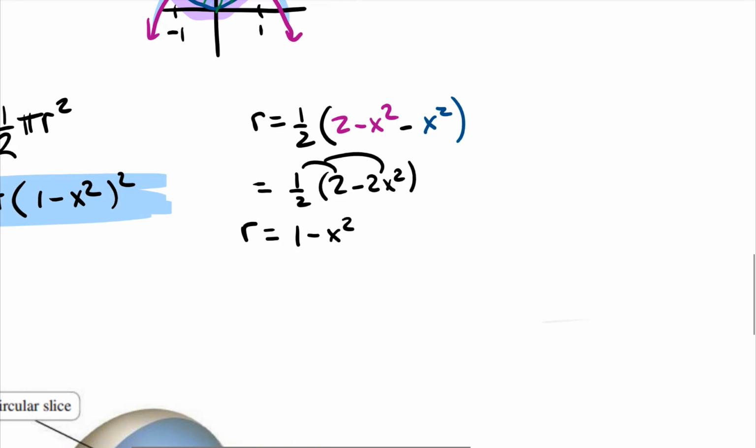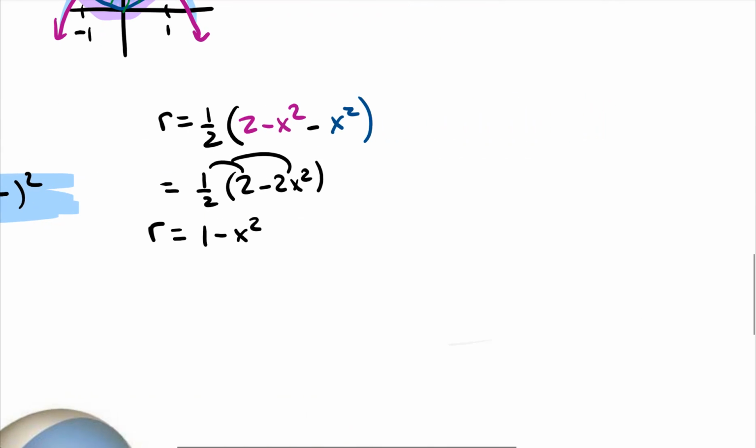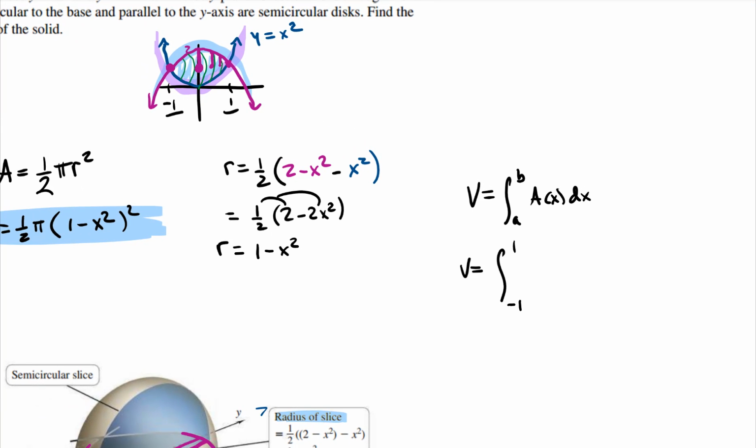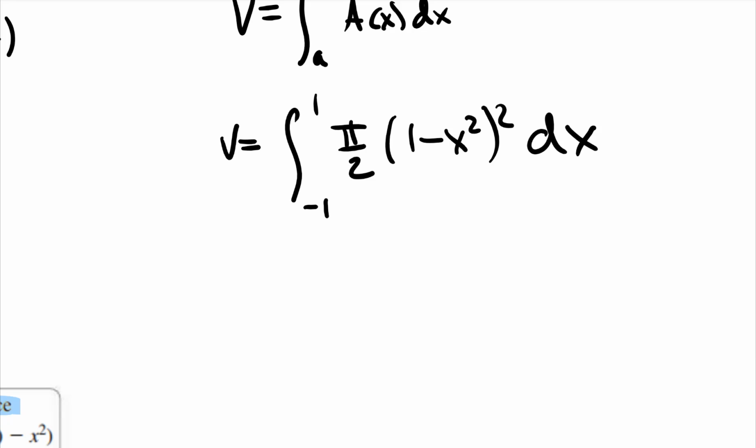Well, now that we've done this, let's go get our volume. So our volume is from a to b of our area function dx. Remember we went from -1 to 1. And our area function is 1/2 pi times (1 minus x squared) dx. This must feel very familiar to y'all. I feel like we've done this problem before. All right, so now we're doing calculus. Let's first start by taking out that number.